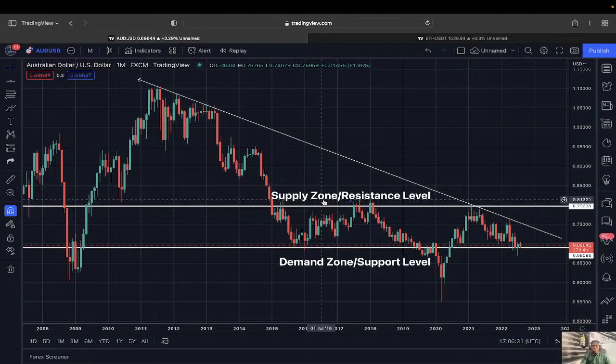Supply zone is also called what? Resistance level. It is the level where price is being resisted from going further. We can call it a ceiling. So you are seated right in your house.